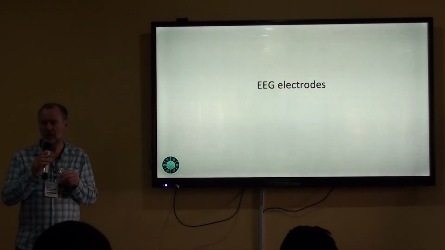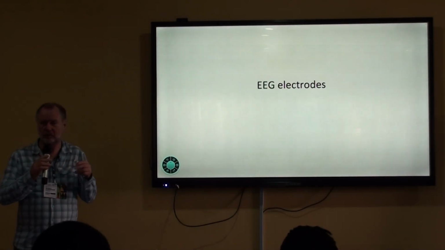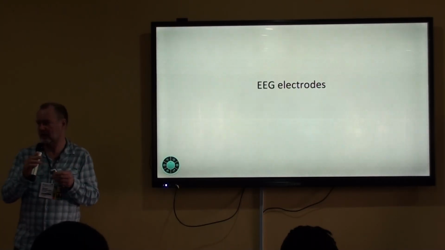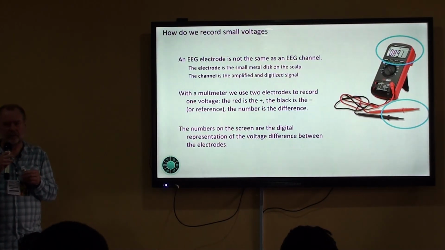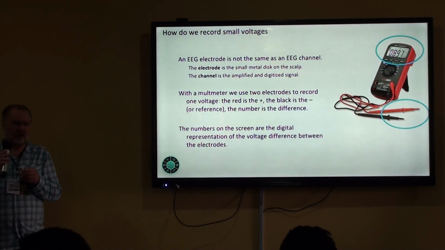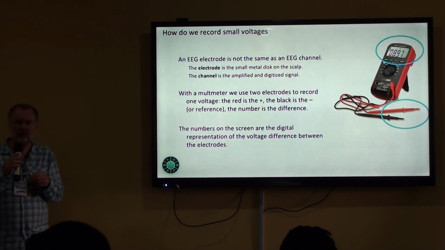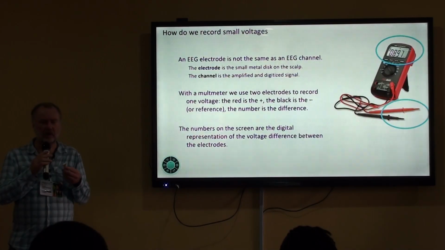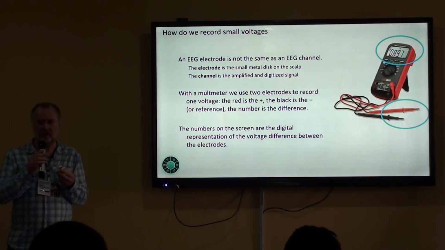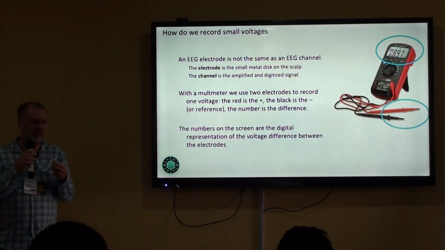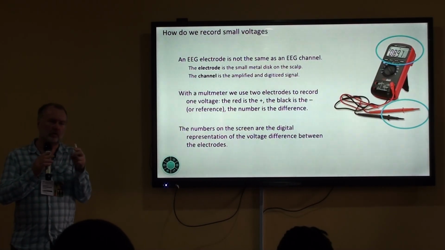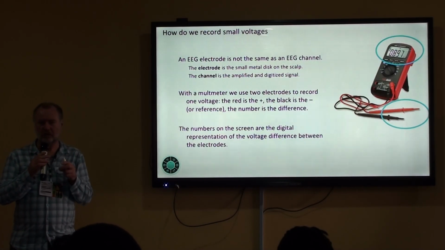If we think about, just starting from the perspective of the participant, the first thing that we encounter is the electrode that we place on the scalp. An electrode is not the same as a channel. And this is a confusion that I see with a lot of researchers, is that they see the electrode and the channel as the same. The electrode is a small metal disc that we place on the scalp, whereas the channel is the thing that comes out of the amplifier and that we store on disk.